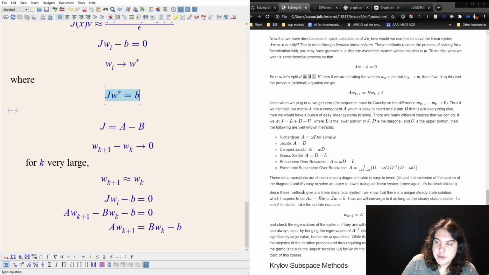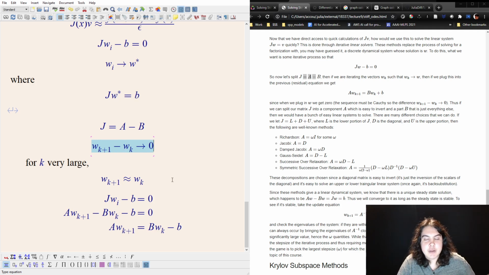Why is the convergence going to give you the solution? Because once you get convergence, that means this is going to 0, which means that you cancel this out, and so on. So you can write that down.